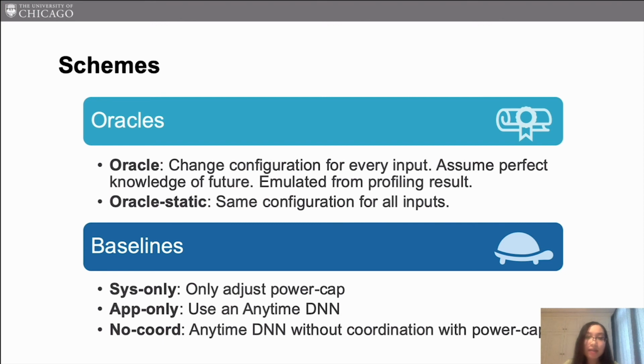For the baselines, we use System-only, which only adjusts the power cap. Application-only uses an anytime DNN without the power cap. No-coordination uses both an anytime DNN and the power cap. However, these two parts are working separately without coordination.